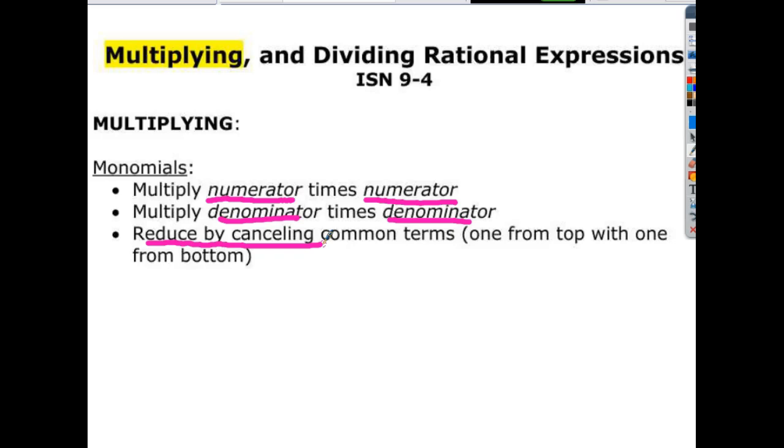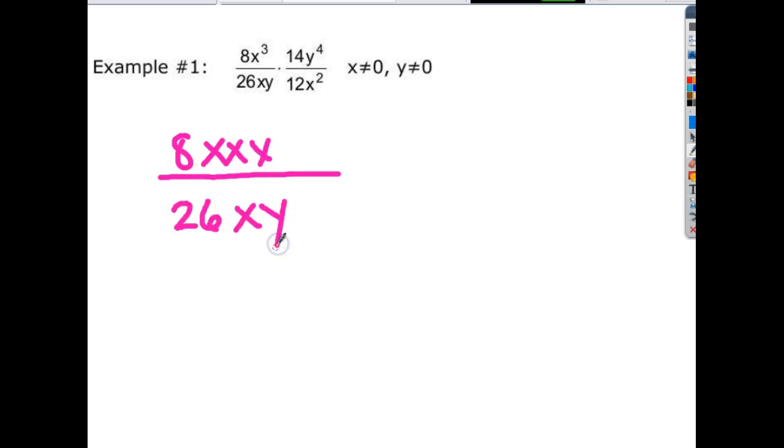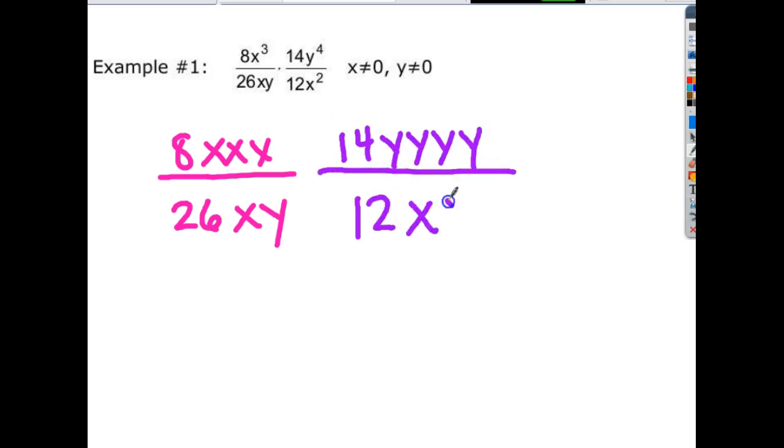What does monomial mean? This is an example of a monomial. This has one term. This has one term. This has one term. This has one term. We've done this before. This is going to be like x to the third power and 26xy multiplied by, what are we going to multiply by? 14, 1, 2, 3, 4, 12x squared.